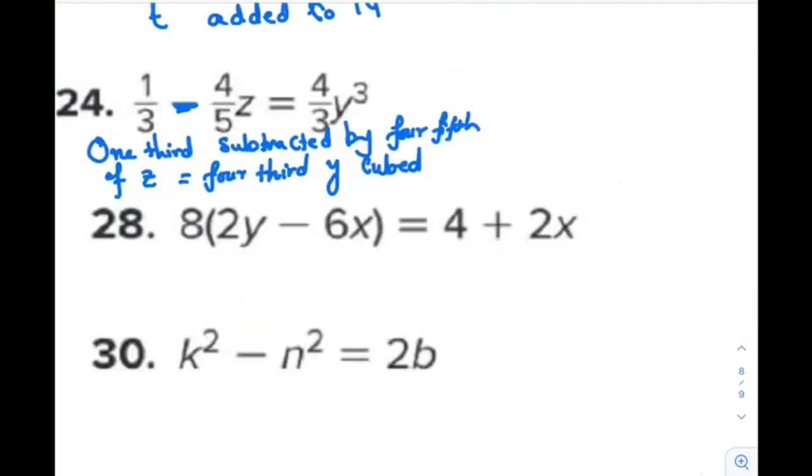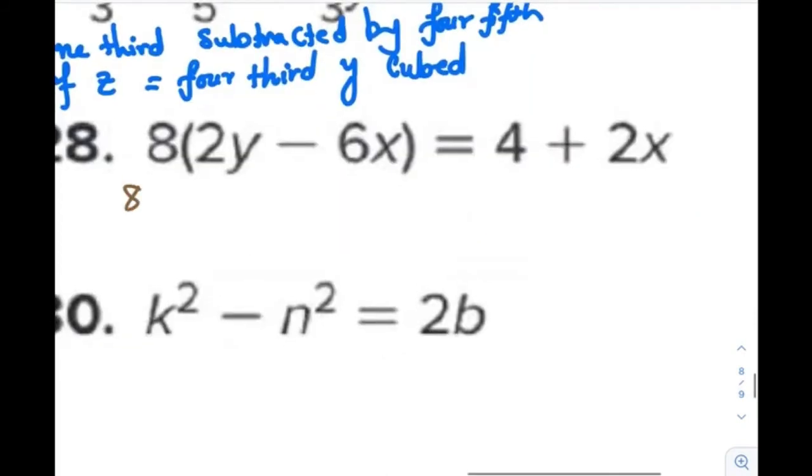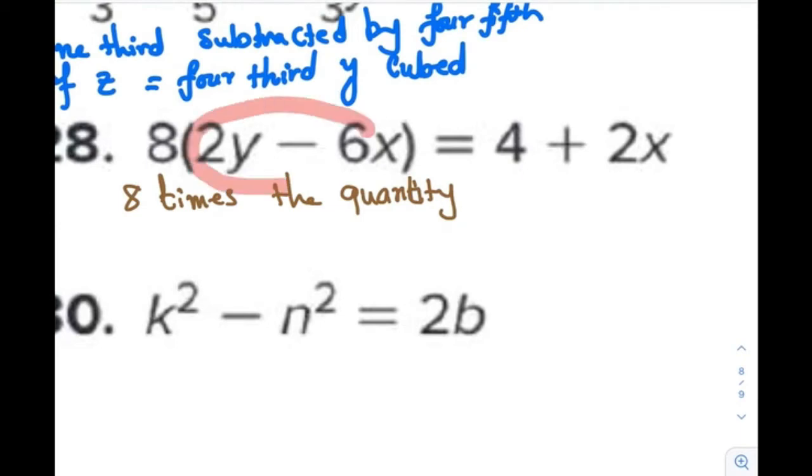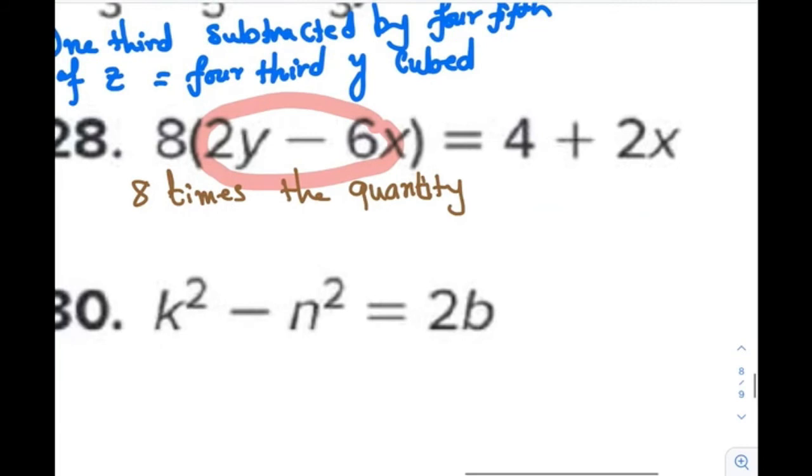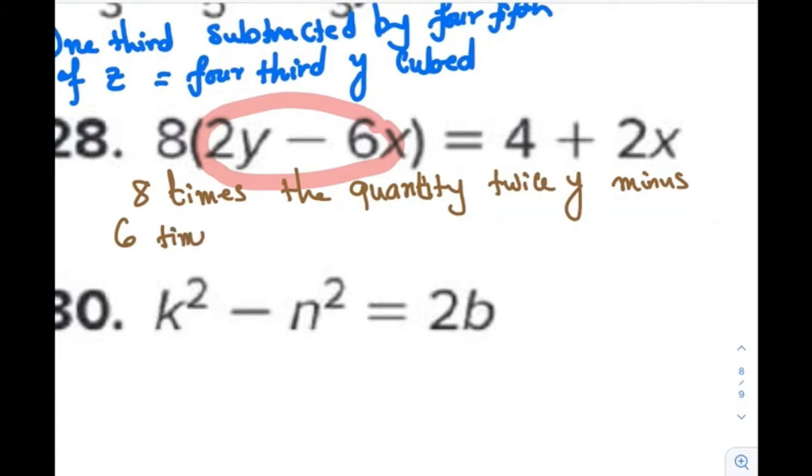And let's take another example here. We can say here 8 times the quantity, since there is a bracket, so quantity. What is the quantity? This is the quantity. The quantity is twice y minus or subtracted by or less only without less than 6 times x. Finished, the quantity finished.